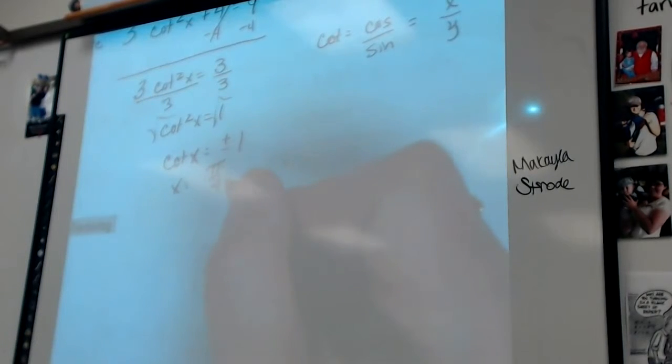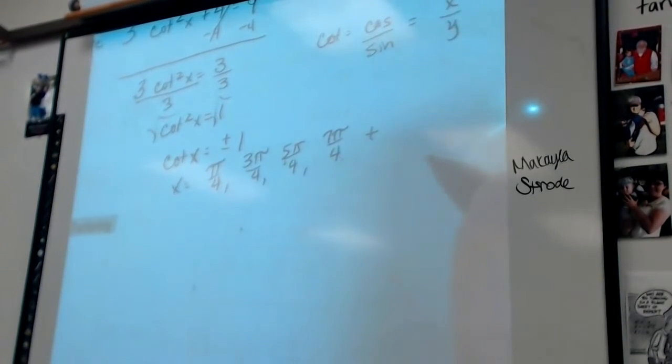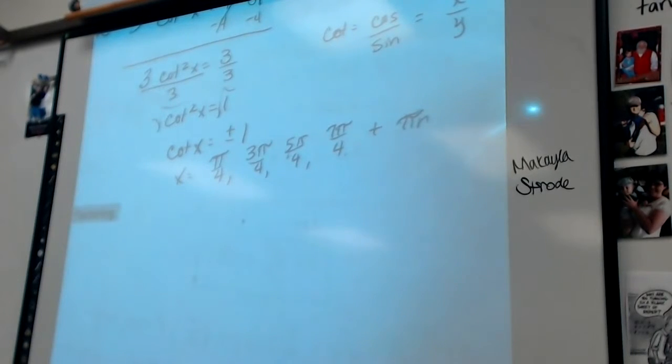Go around the circle. 3 pi over 4, 5 pi over 4, 7 pi over 4, plus 2 pi n. This is cotangent. Tangent and cotangent only have a period of pi. So why do we go all the way around? Why do we go all the way to the bottom? Then we couldn't list the ones at the bottom.